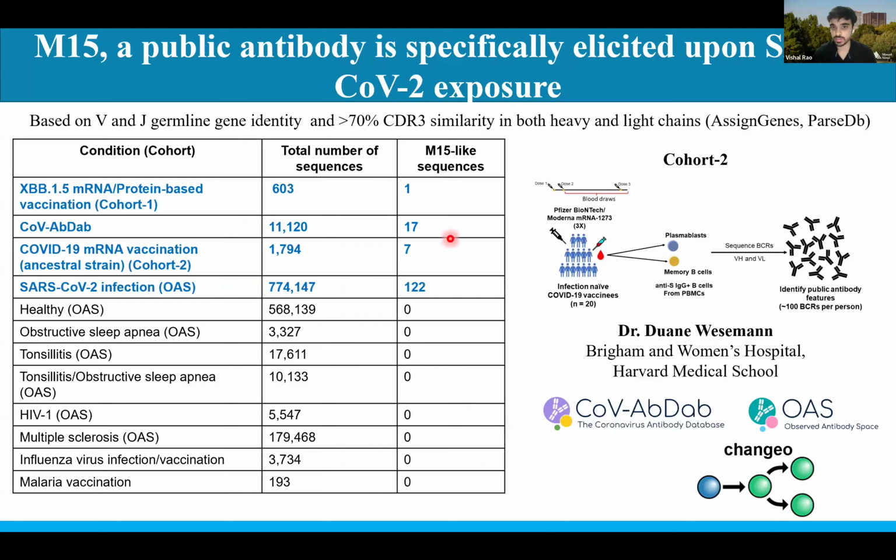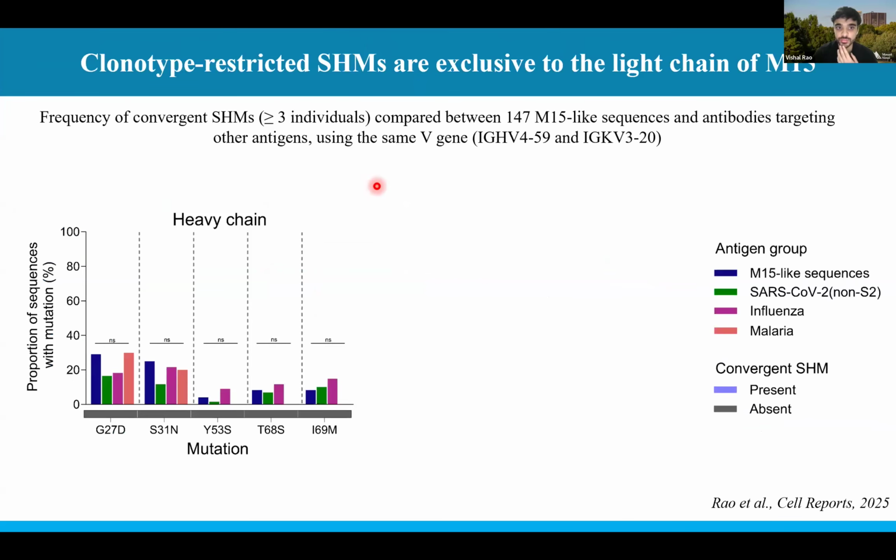We interestingly see that we find M15-like sequences exclusively elicited upon SARS-CoV-2 exposure, and from here we had a total of 147 M15-like sequences from which we could identify our clonotype-restricted mutations. So to do that, we firstly identified convergent mutations that are seen in at least 3 individuals out of the 7 we had, and we compared the frequencies of these convergent mutations between the 147 M15-like sequences we initially identified and these other three antigen categories.